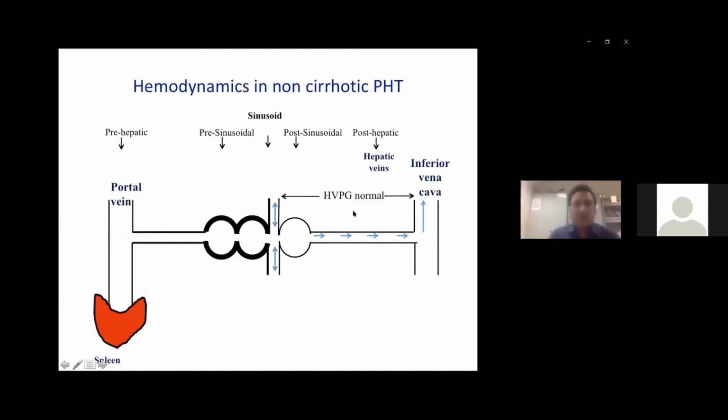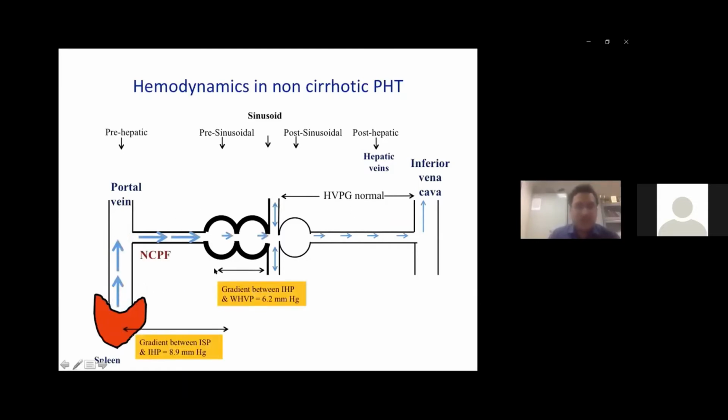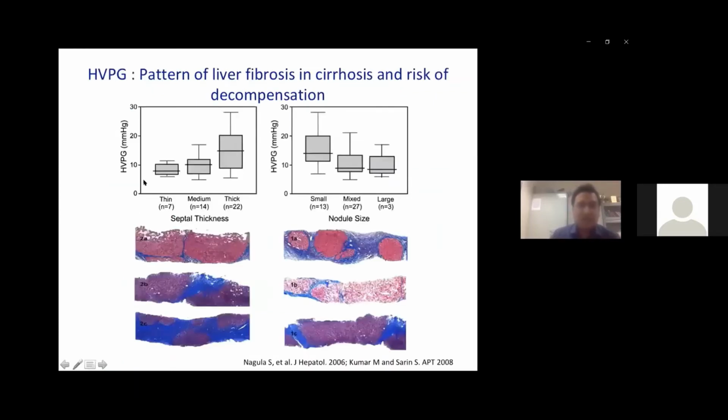In patients with non-cirrhotic portal hypertension, you can see here there are two independent gradients, two independent sites of resistance. There is a gradient between the intrasplenic pressure and the intrahepatic pressure. Intrahepatic pressure is measured directly by placing the cannula inside the liver parenchyma, and another gradient is between the intrahepatic pressure and the wedge hepatic venous pressure. So you can see there are two types of anatomical sites of resistance in patients with non-cirrhotic portal fibrosis. There is pre-sinusoidal portal hypertension as well as parasinusoidal portal hypertension, and HVPG still remains normal in most of these patients.